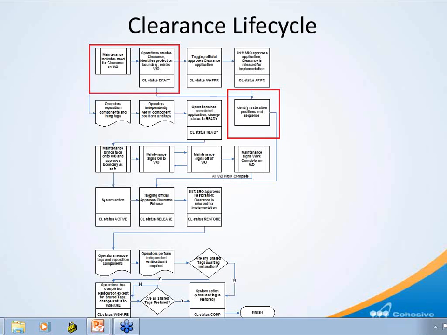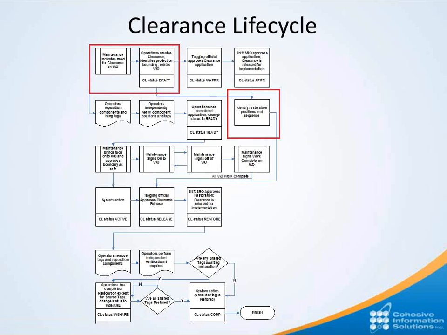For the next few slides, what we're going to concentrate on are the boxes that are highlighted in red. We'll talk about how maintenance indicates the need for a clearance on a work order. We'll talk about the initial steps of creating a clearance, identifying the boundaries, and associating it with the work order. Then down in the right-hand section there's identify restoration positions in sequence, and we'll do that in this section. I show it in the diagram as a parallel activity.